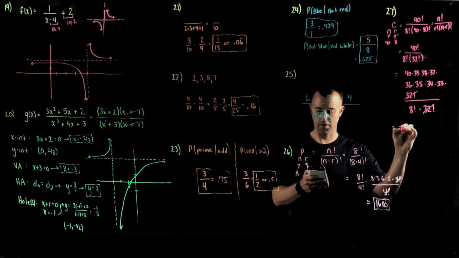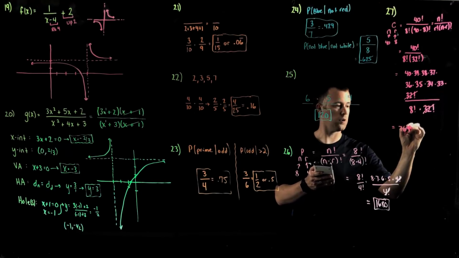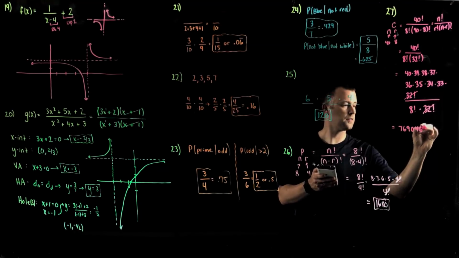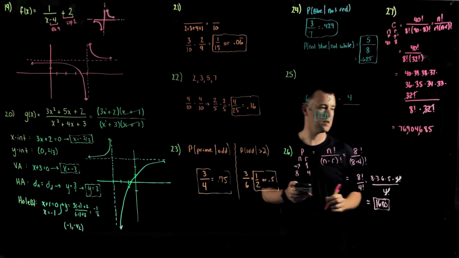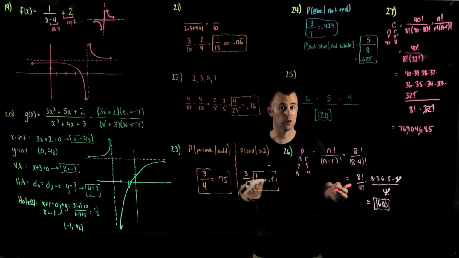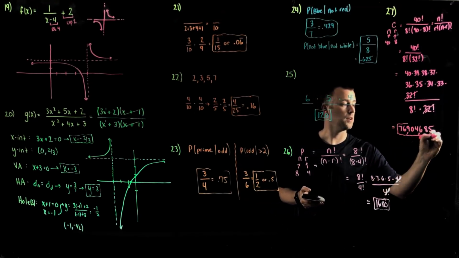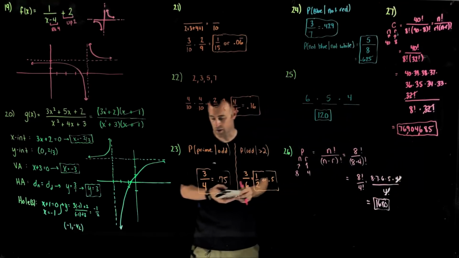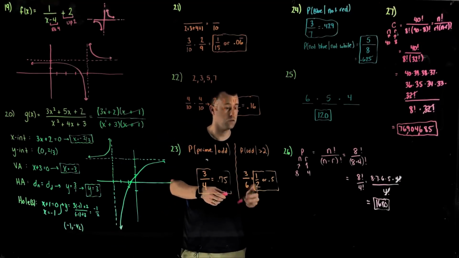We have 76,904,685. Boy, that's a lot of numbers. So that's 76,904,685 different collections. There are 40 books. That is a lot. So that's how many collections you could possibly have. And again, that's a big number. So that is number 27, and that is your exam review. Good luck, and I'll see you guys in class.